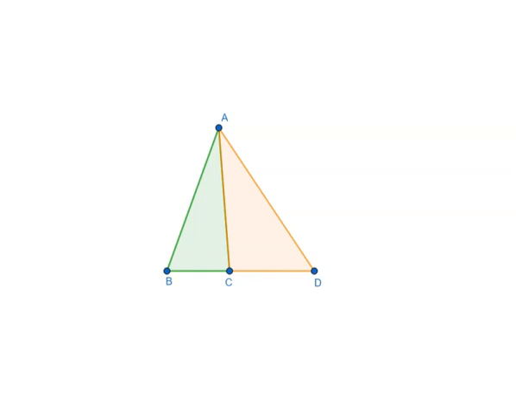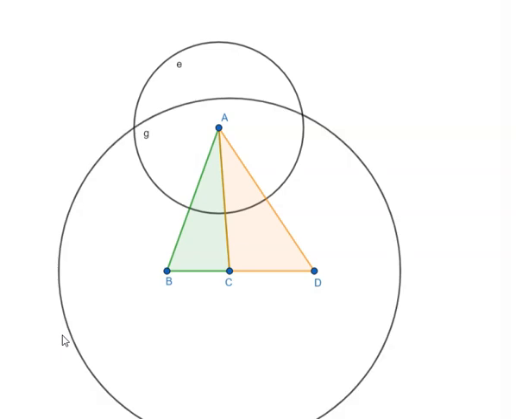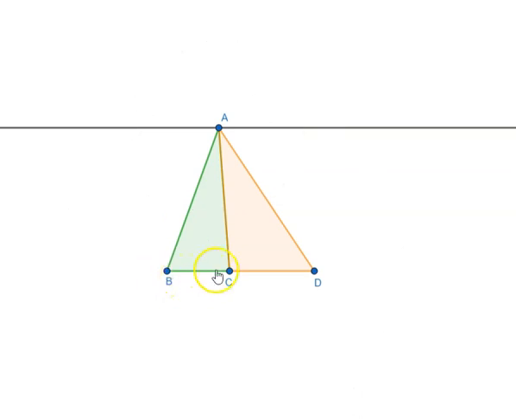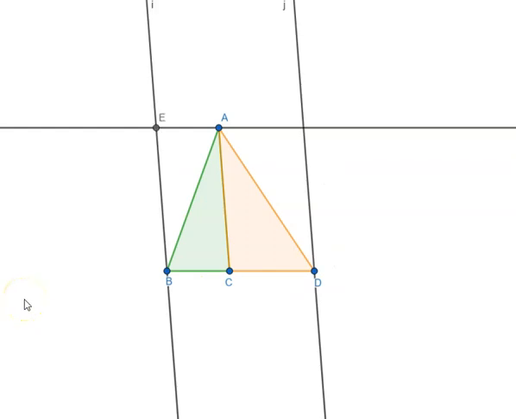First, let's create the parallel line to BD through A. We know how to do that: circle, circle, intersect, and a line. Now that we have the line, let's hide this. Now let's draw a line parallel to AC through B and then through D. And let's mark the points of intersections as E and F. And let's join these points so that we can hide the lines.